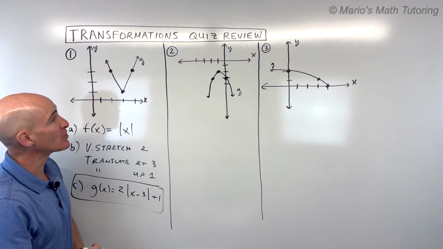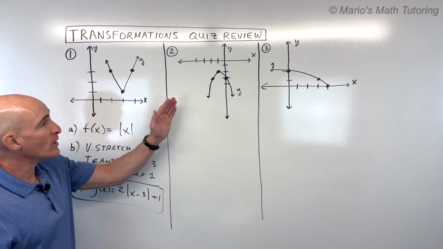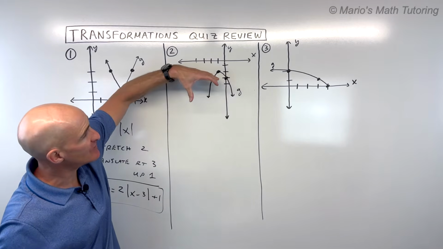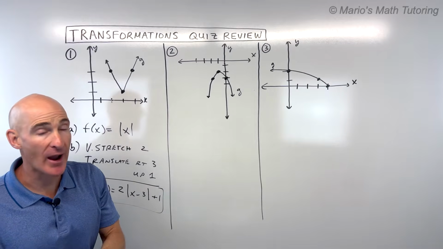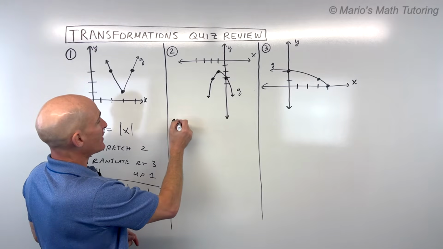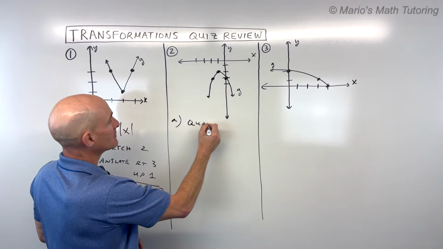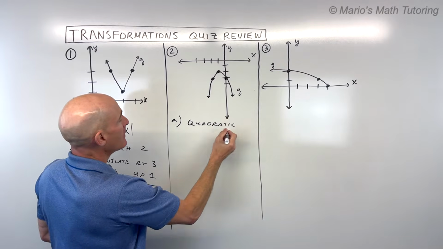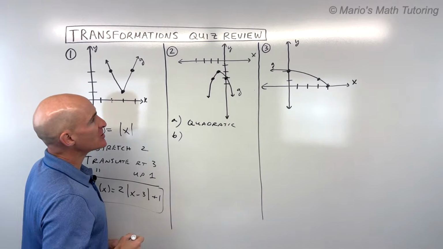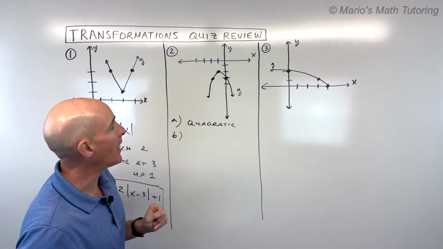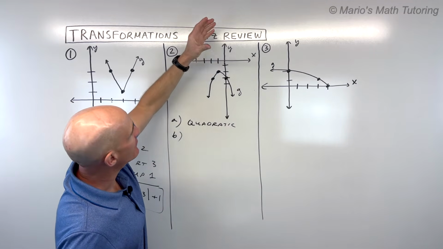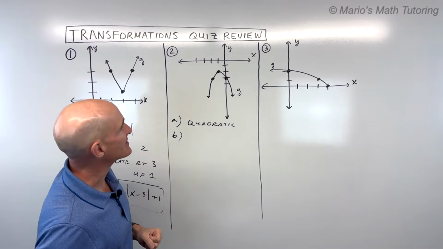Okay, let's go on to number 2 now. What's the parent function? Well, we can see that this is more of a U-shaped graph. This is a parabola, or what we refer to as a quadratic function. So for part A, let's say quadratic. And as far as the order of transformations, normally the graph looks like this, where the vertex is at the origin, opening up. But you can see it's being reflected over the x-axis.